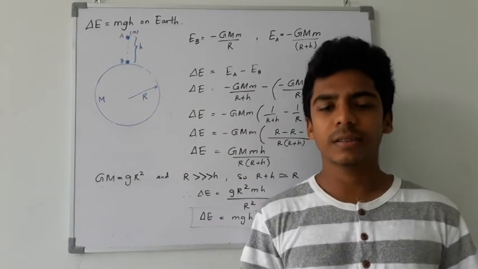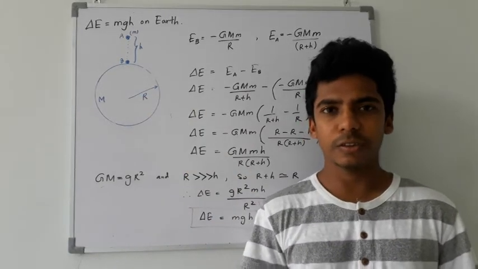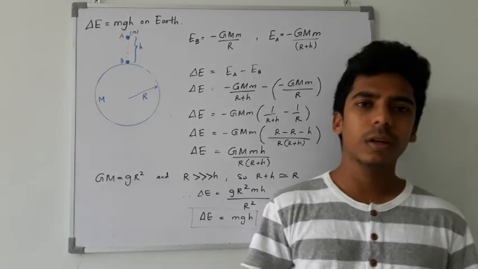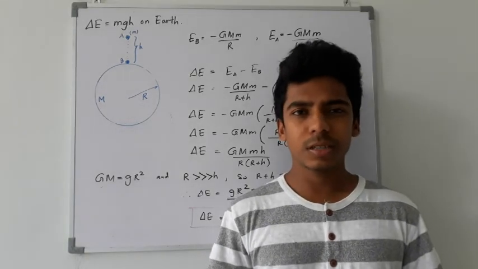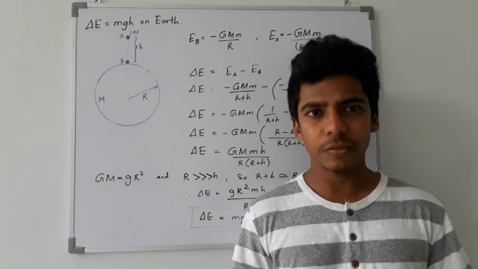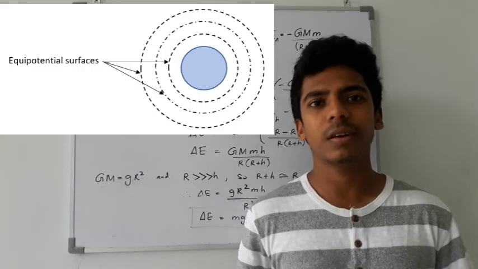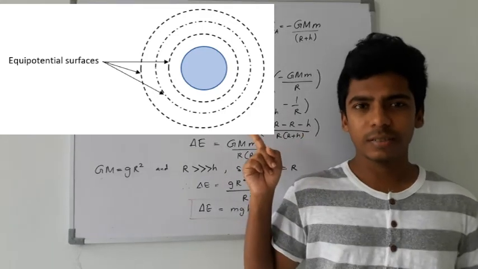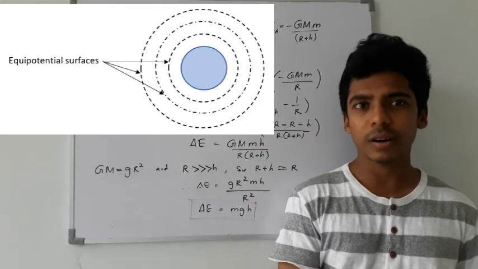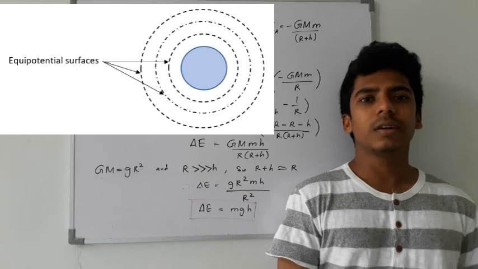Okay, and then I'll discuss equipotential surface before finishing this video. So an equipotential surface is a geometric surface made by joining the equal potential points in the field. Here you can see equipotential surfaces around a spherical planet.